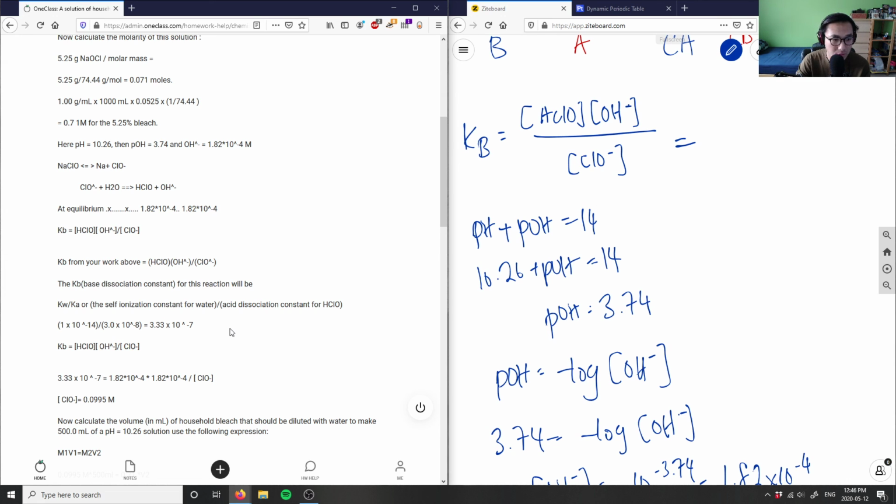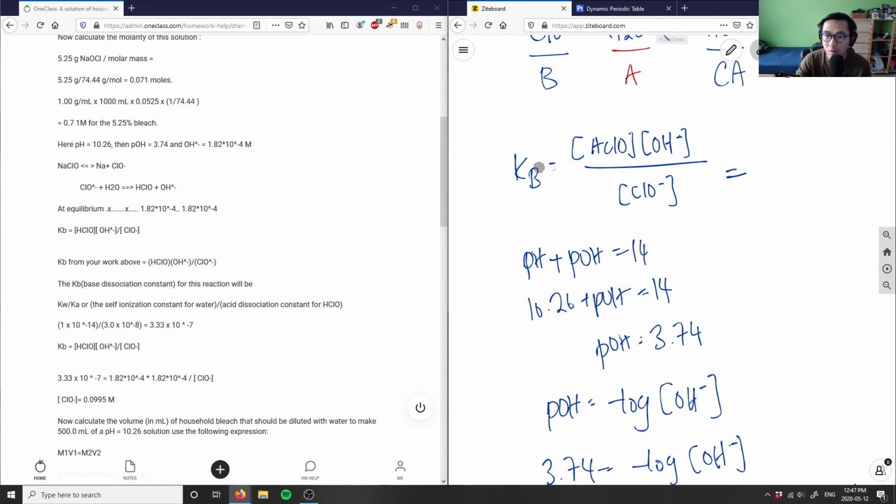So let's see. If I didn't want to search it up, again, they wrote here this is 3.0 times 10 to the negative 8, which is the acid dissociation constant. So this is the Ka. And what they're doing is organizing this to find the Kb, right? So this here is 3.3 times 10 to the negative 7, which is this Kb over here. And now what we can do is figure out our concentrations here, right?